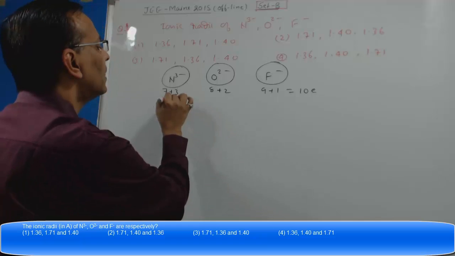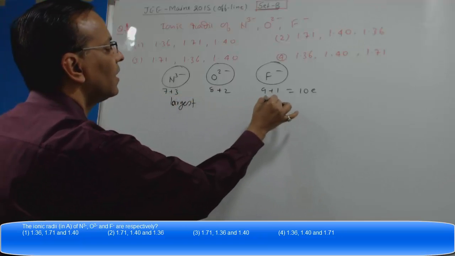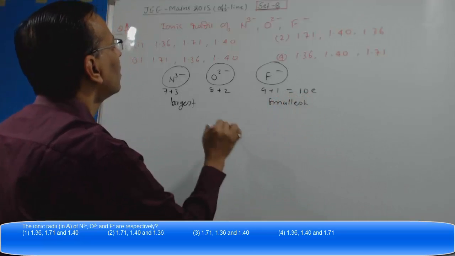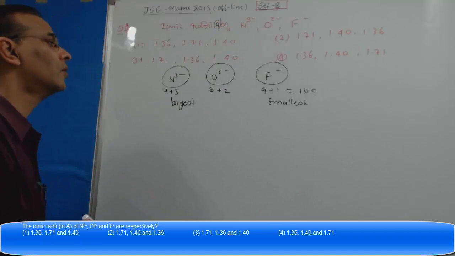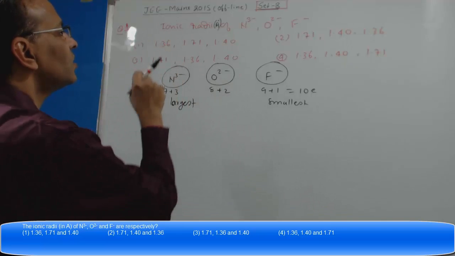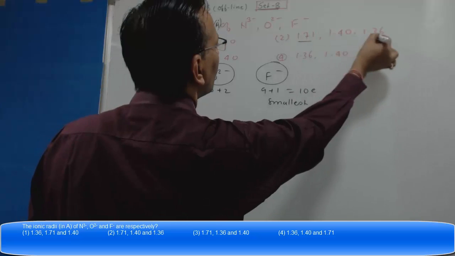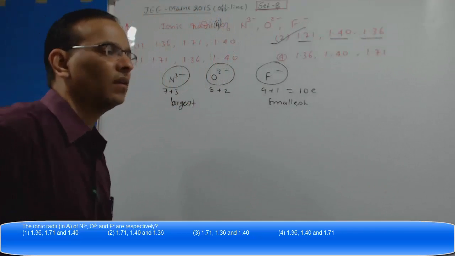It will be largest and the other one will be smallest. Radii in angstrom units are given. So the largest value is 1.71 and the smallest is 1.36. So 1.71 largest, 1.36 smallest, in between 1.4, so the answer is 2.